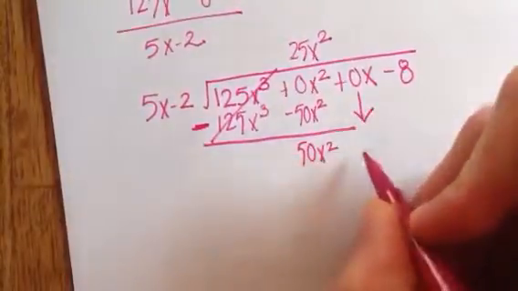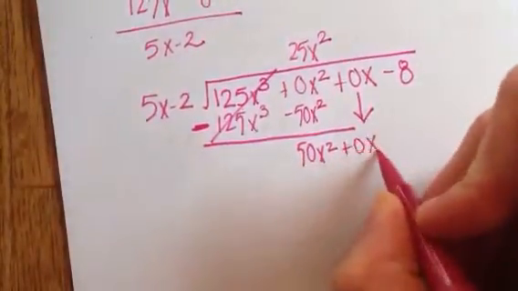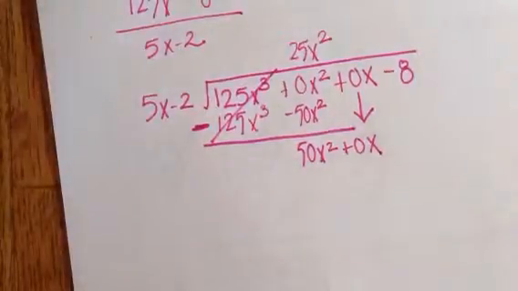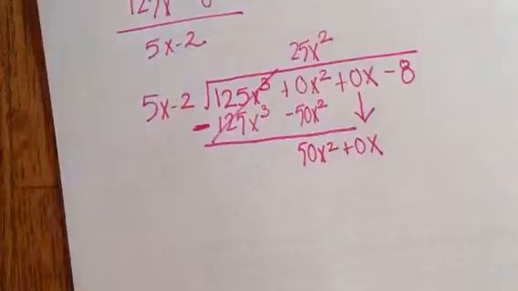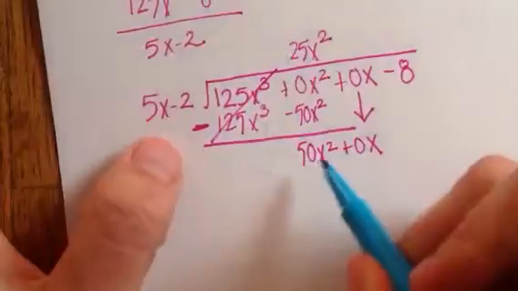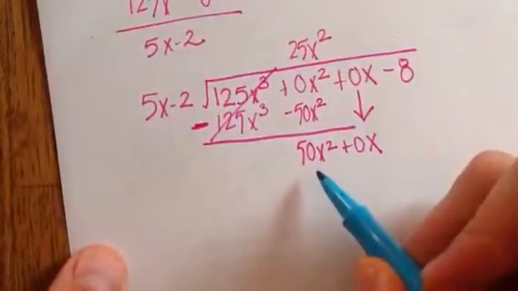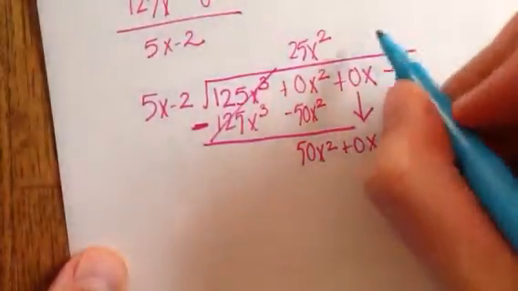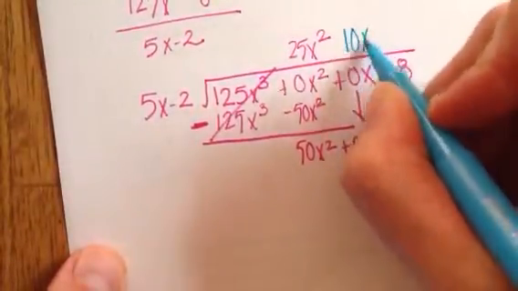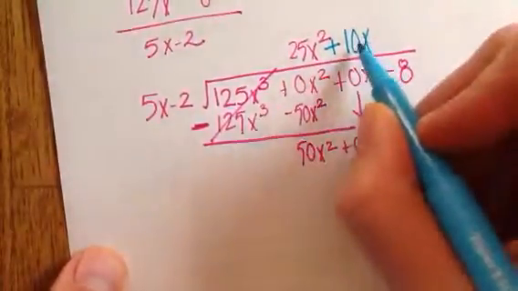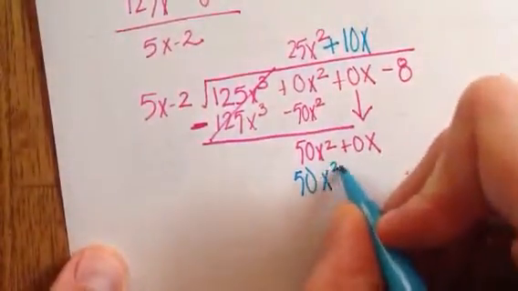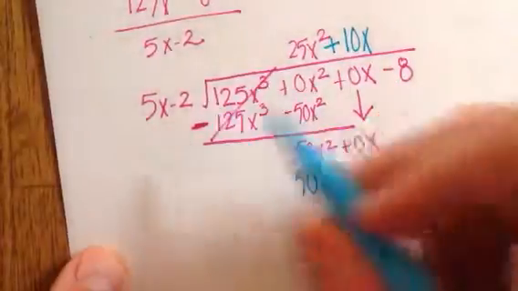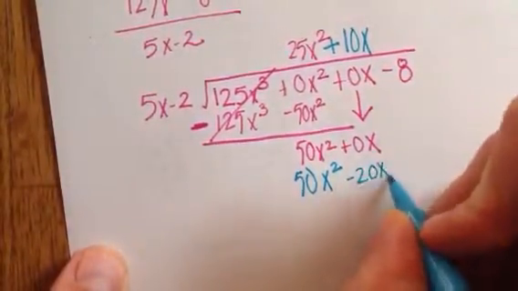Bring down my next term, which is plus 0x. And so I didn't bring down my next term because it looks like everything is aligning. If I saw my pattern like I did in the other one, then maybe I would have brought down the negative 8. So 5x times what can make 50x squared? So I'm going to have 5 times 10x, and it needs to be positive. So 10 times 5 would make 50, and x times x would make x squared. 10x times negative 2 would make negative 20x.